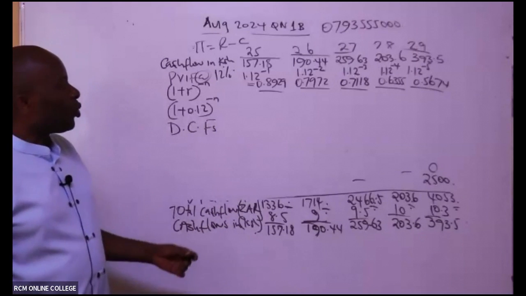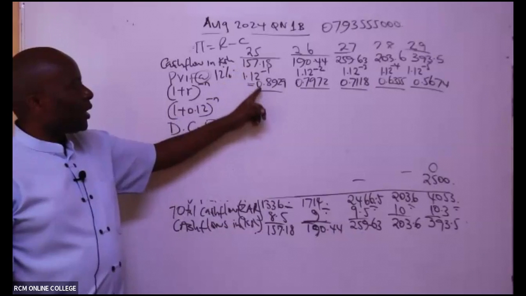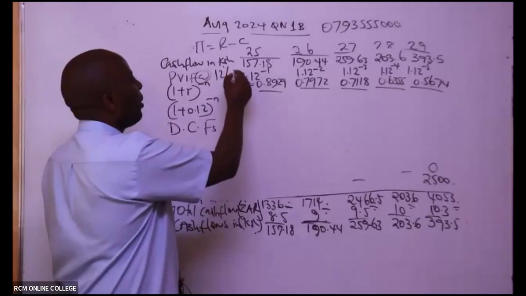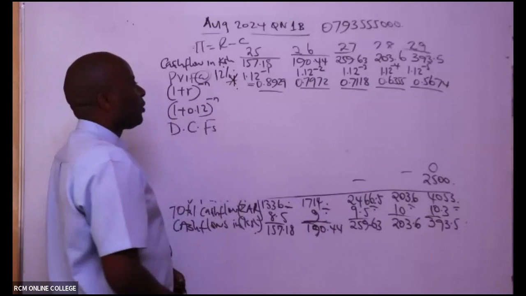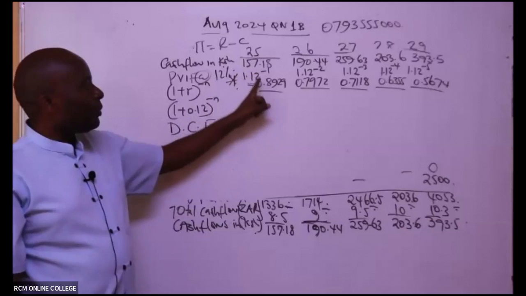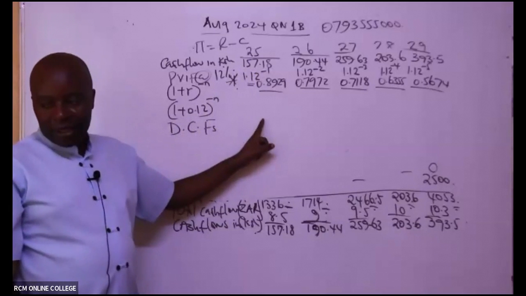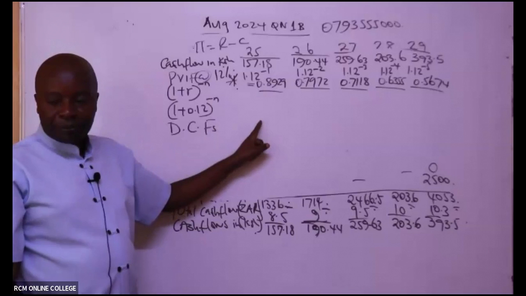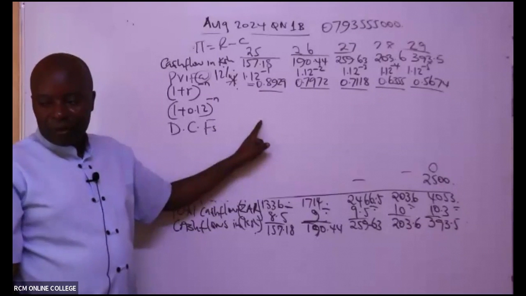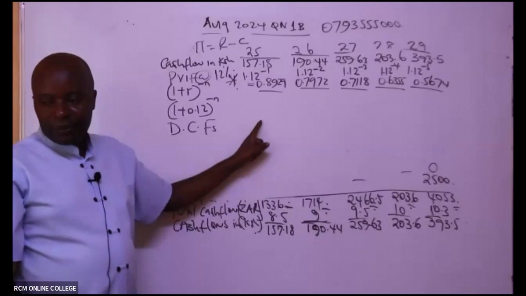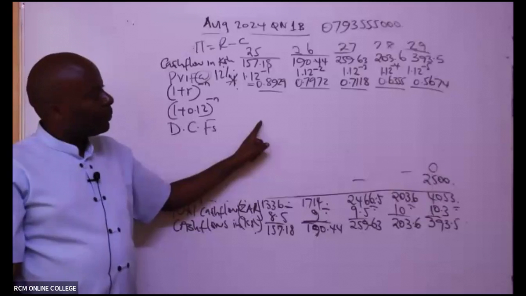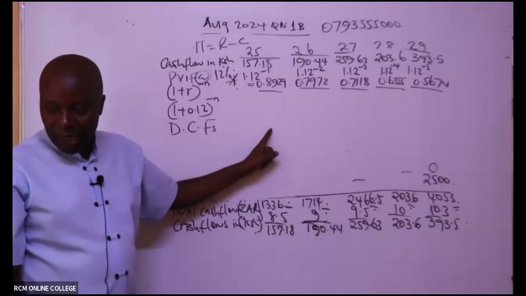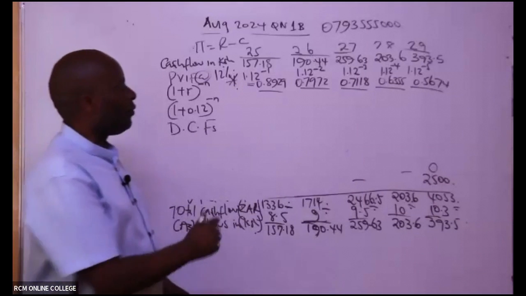So discounted cash flows, what do we have? We are taking this times this. Discounted cash flows, we are multiplying. So we have this times this, give me a figure. The first one, according to Stanley, is 140.35.